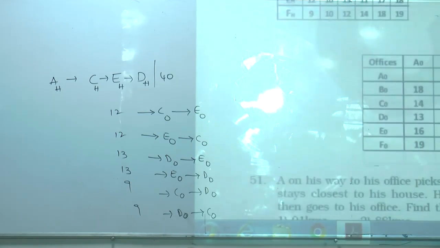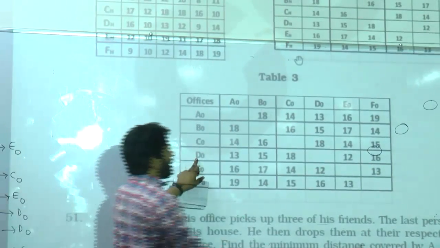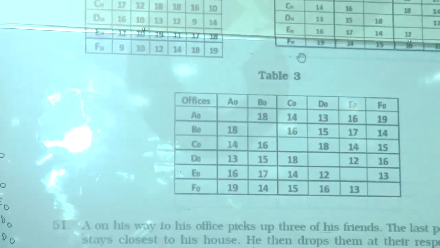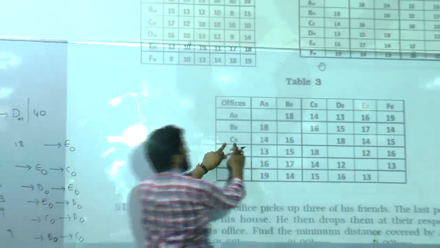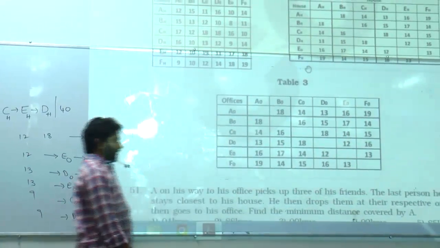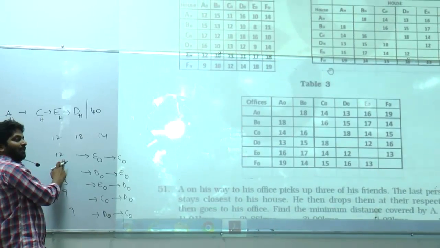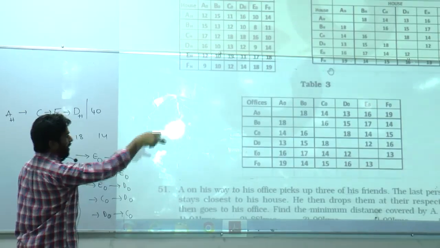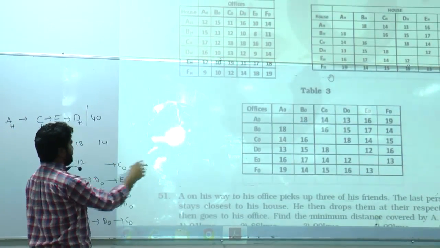This is about office to office, right? Now D office to C office, how much? 18. Next, C office to E office, 14. Where are we? D office to E office, this is 12. E office to C office, 14.